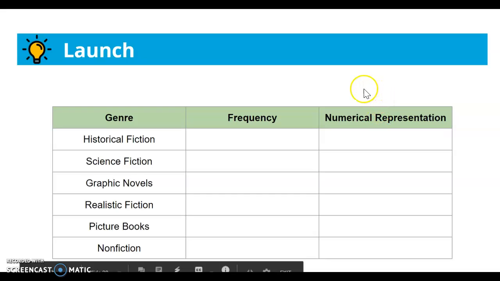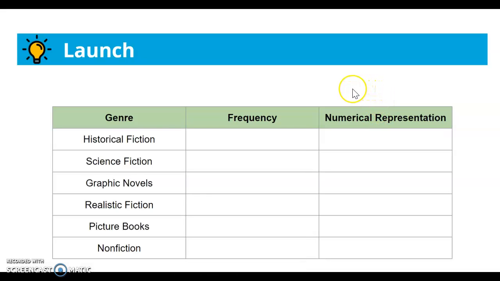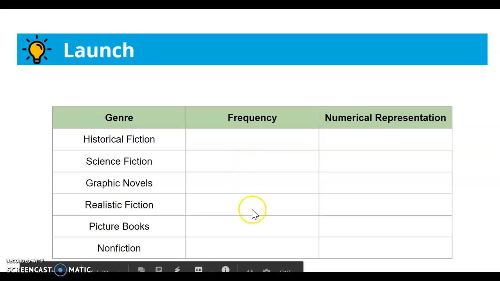Okay. Now, if you're watching this recorded video at home, you can do your own survey in your household with your family, and just ask each person which type they like. Do they like historical fiction, science fiction, graphic, realistic, picture books, or nonfiction? You take that tally up in your own household.